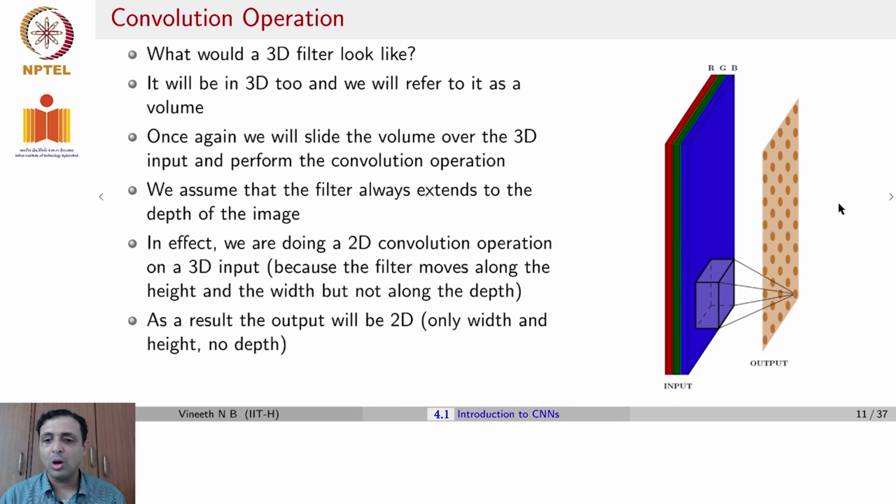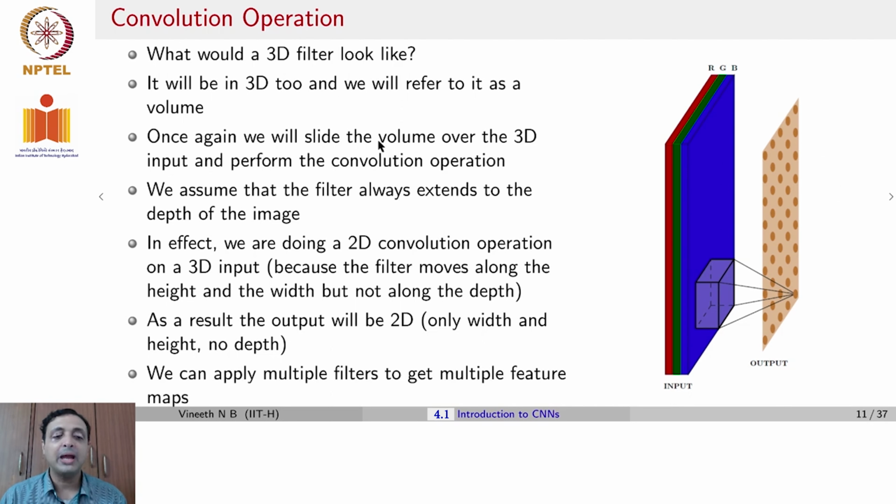Then can't you get a volume? Can't you get a 3D output here? You can, even with this operation you can, by defining multiple filters. If you define multiple such filter volumes, for each filter volume, you would get one such output or one such feature map. And by using multiple filters, you would get multiple such feature maps, which together form a volume.